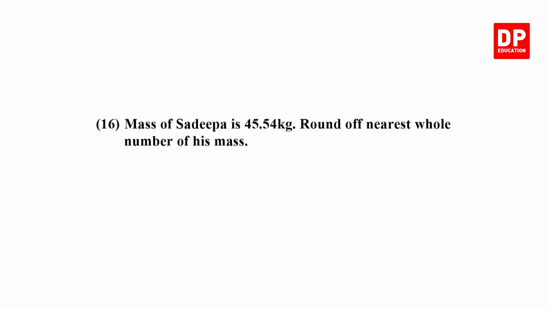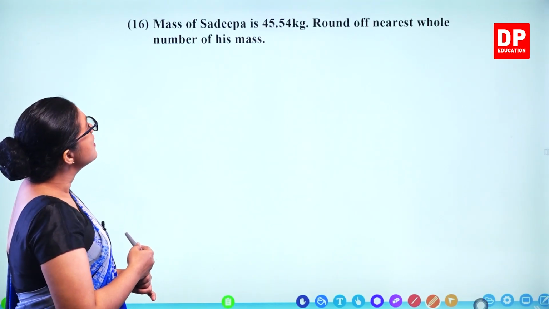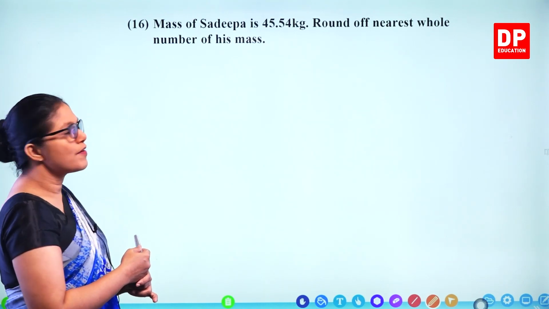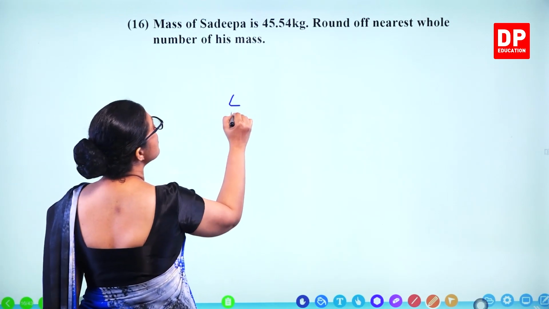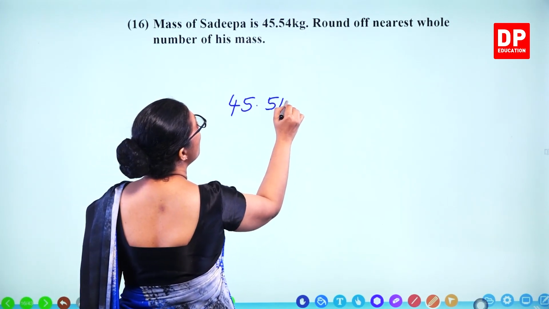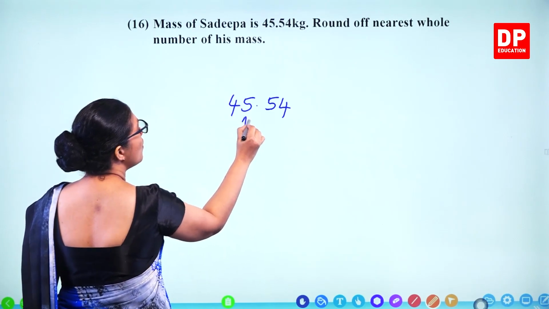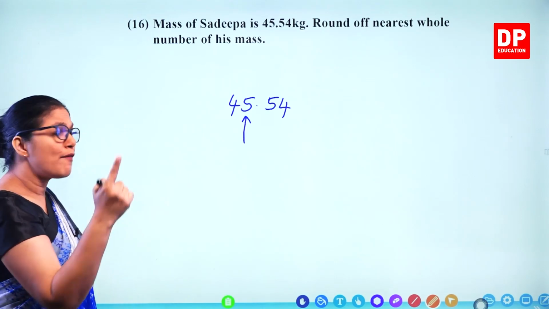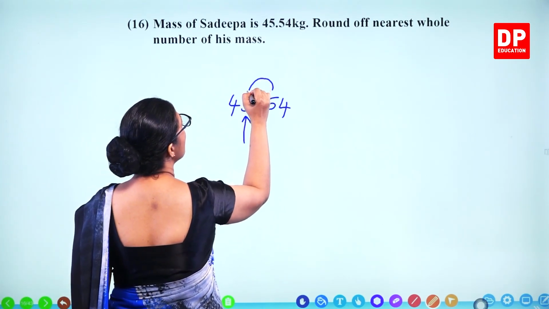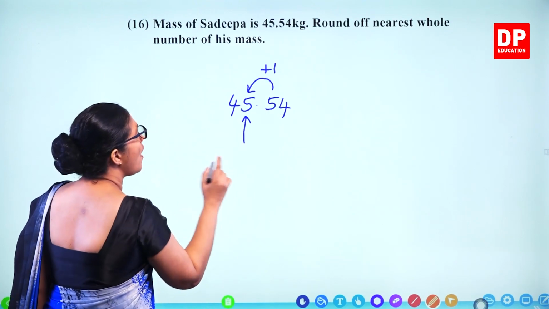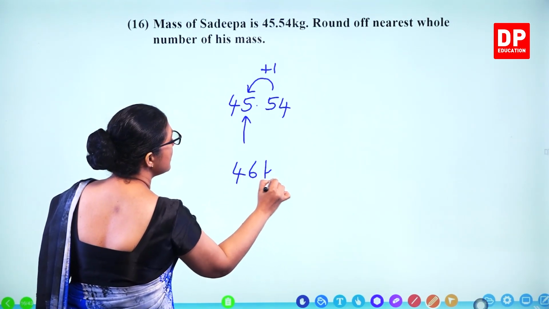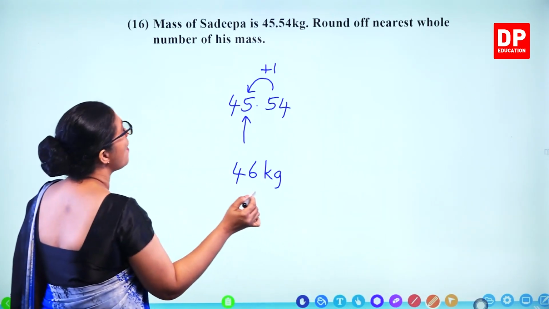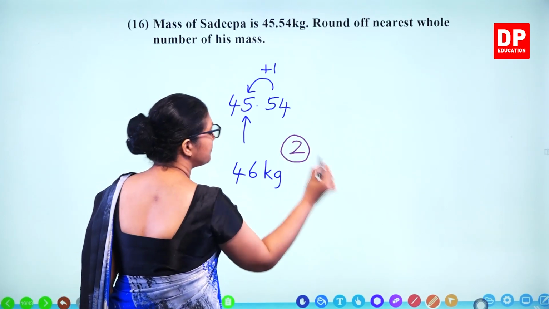Question number 16. Mass of Sadeepa is 45.54 kilograms. Round off his mass to the nearest whole number. 45.54, nearest whole number. So this is the whole number, units place. Look at the next one. Next one is 5. So we have to add 1 to the previous one. 5 or more than 5 you have to add. So 46 kilograms is the mass to the nearest whole number. So 2 marks for that.